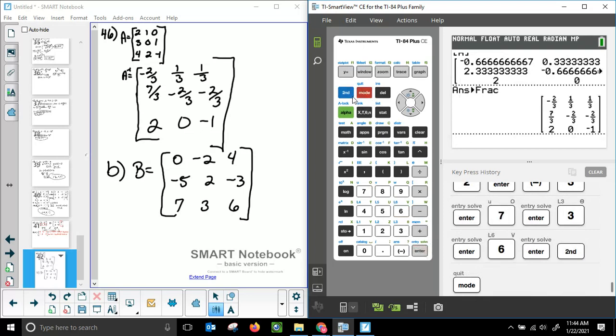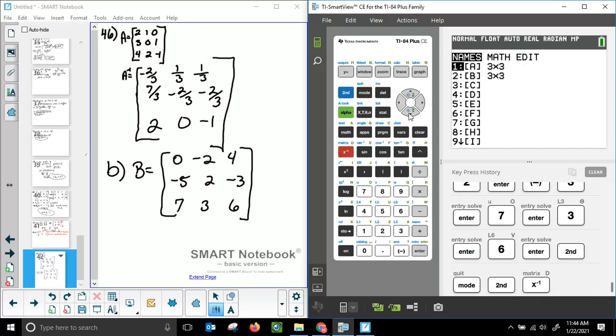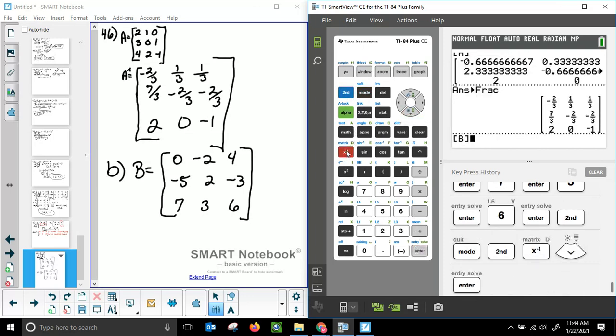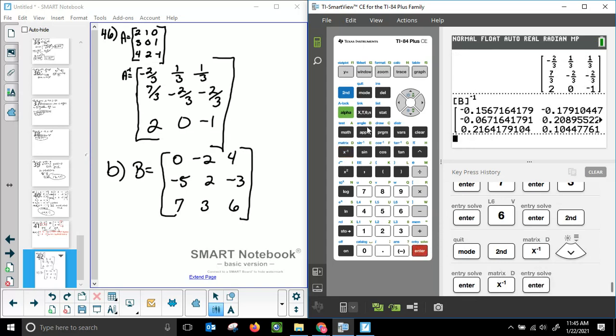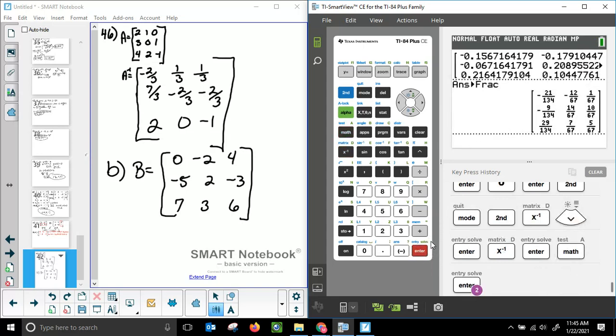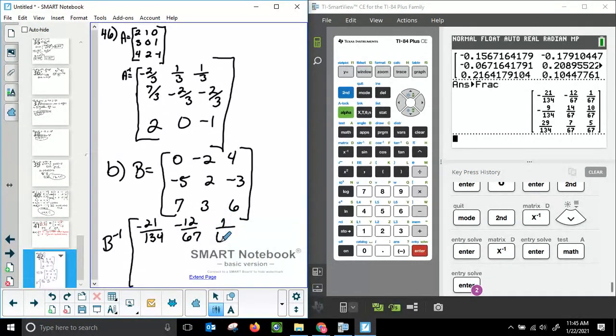We can quit out again. We can go back to our matrix menu, go down to B, do our inverse here. Again, it's a little messy. Let's math enter, enter to get it into fractions. Still messy, but that's okay. So we're going to have negative 21 over 134, negative 12 over 67. I don't really feel I need to write all of these down at this point. They're all right here, so you can easily see all of those.